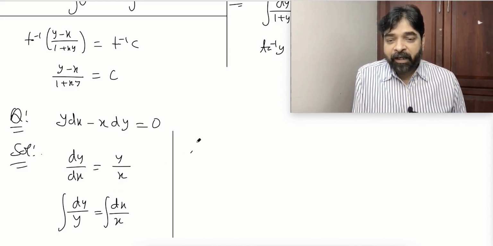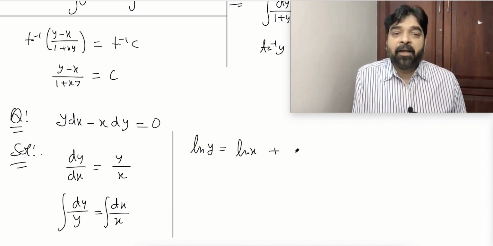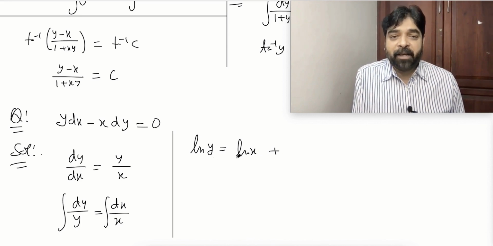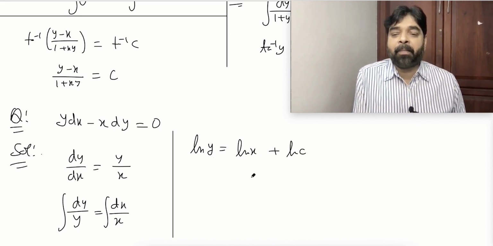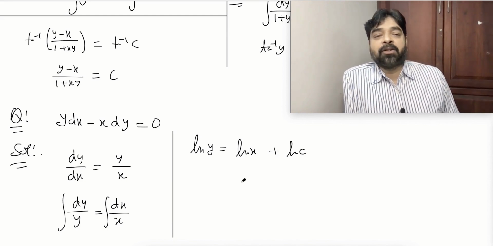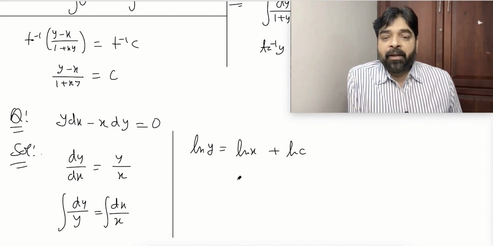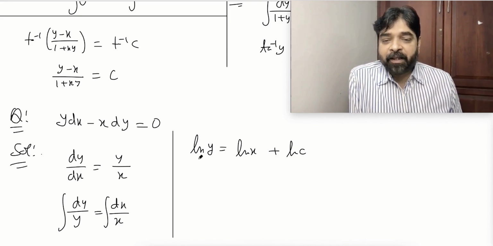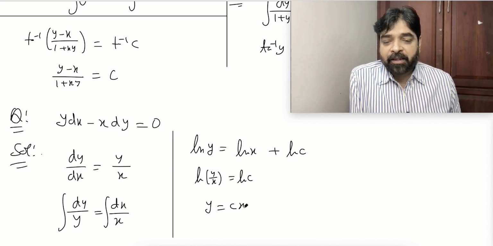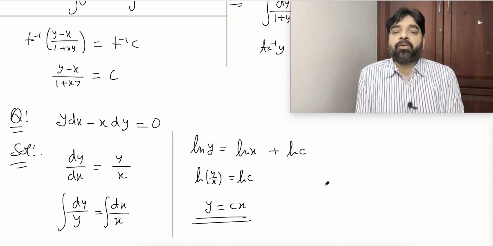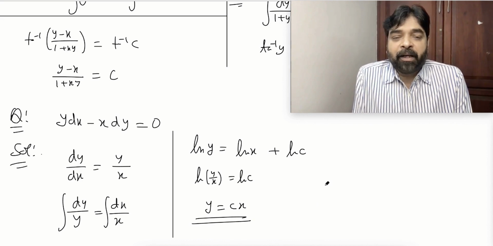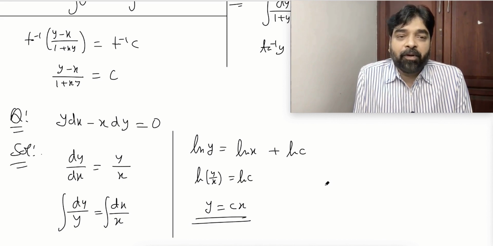So for this what will you get? ln y, not ln mod y. ln y equals ln x plus a constant; all the terms should be in the same function, so I will write the constant also in terms of the same function, ln c. Now shifting this here, ln y minus ln x, that is ln y by x, is equal to ln c. So you will say y equals cx. Don't worry about whether c is positive or negative, that does not matter here. y equals cx. So this is the solution of the differential equation, the family of curves y equals cx.